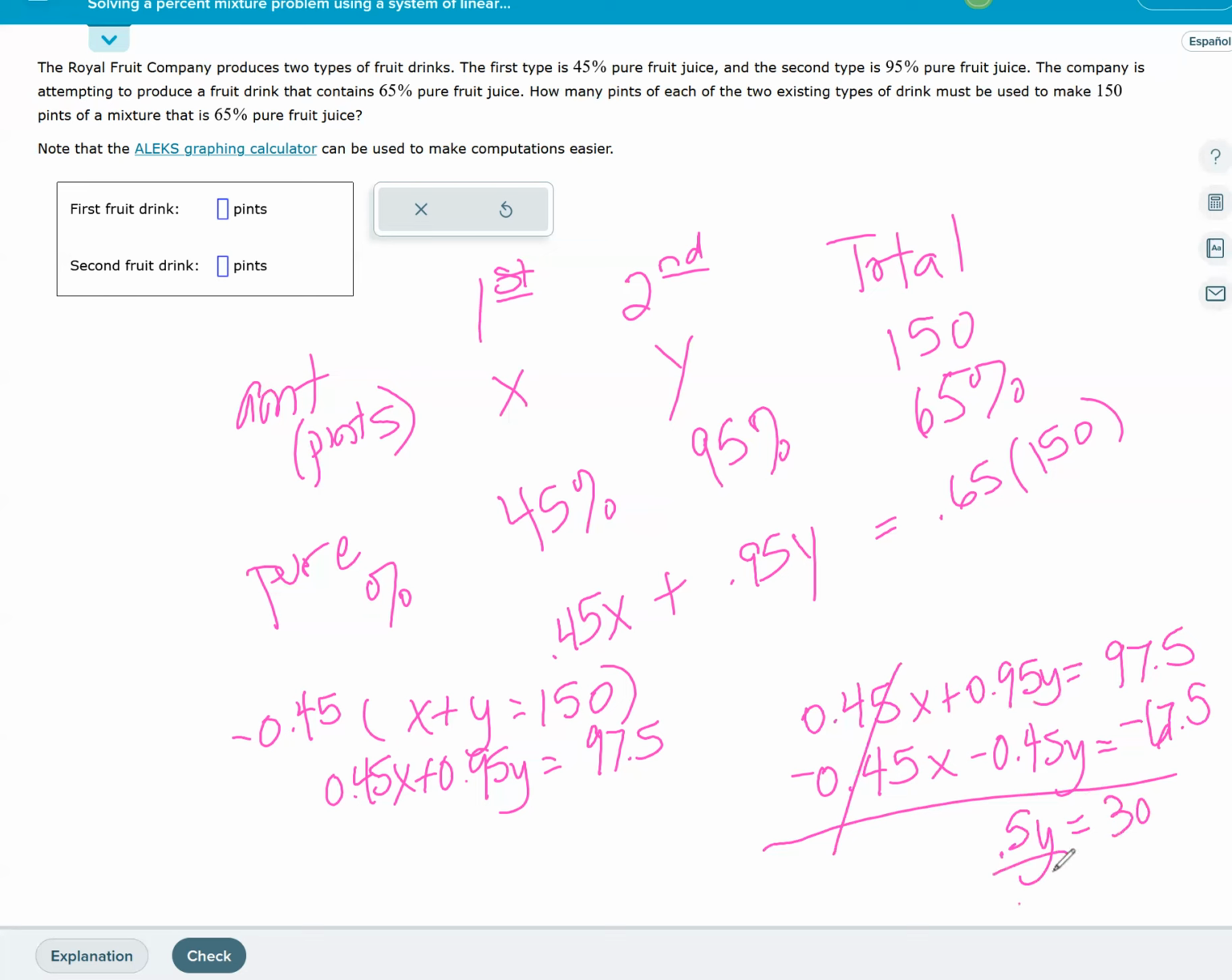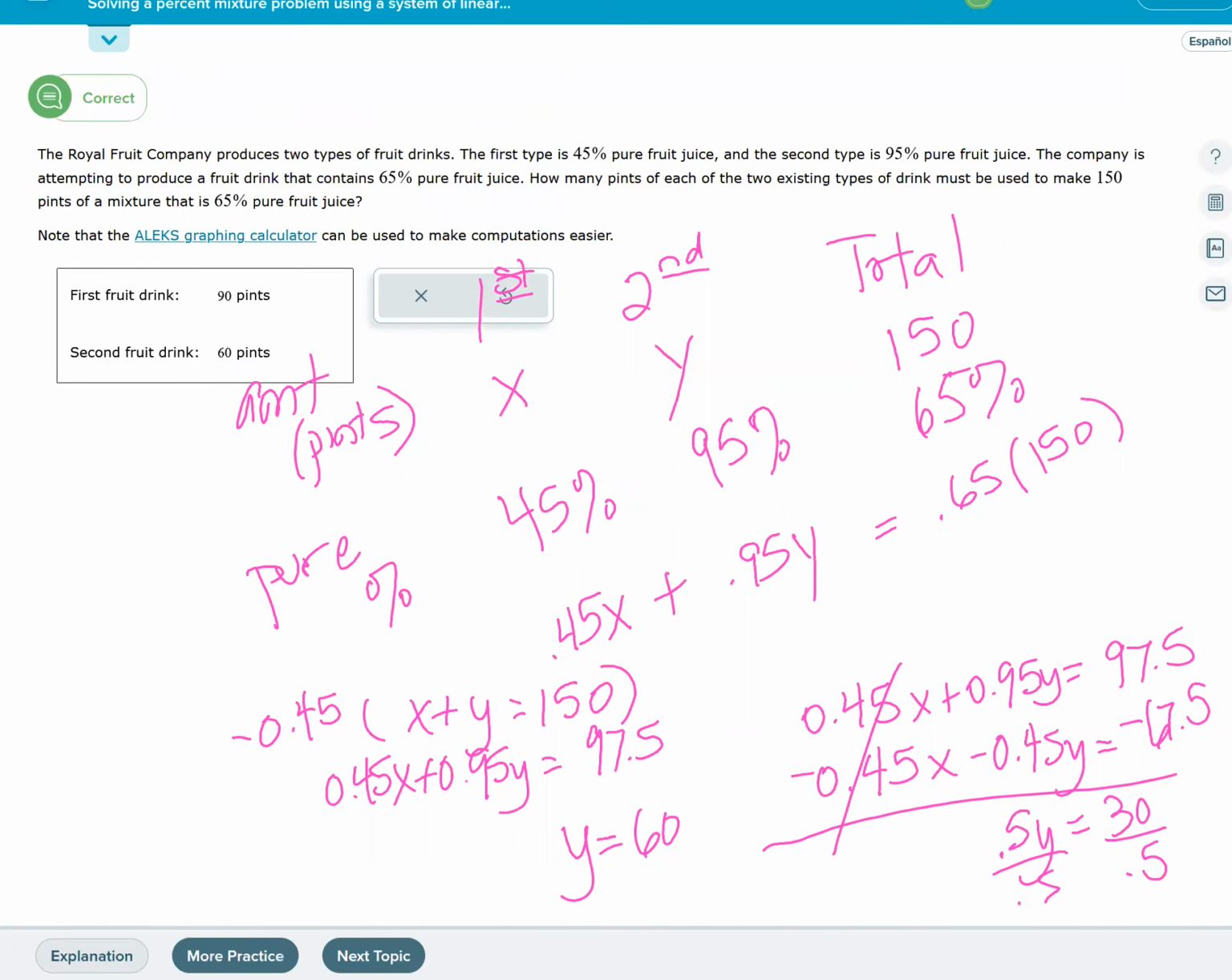So we're going to divide 30 by 0.5 to find out that the second type of drink is 60 pints. That's how much they will need of the second one. So 60, and of the first one, the total was 150, so we'll take away 60 and get 90. And that's the end of the lesson.